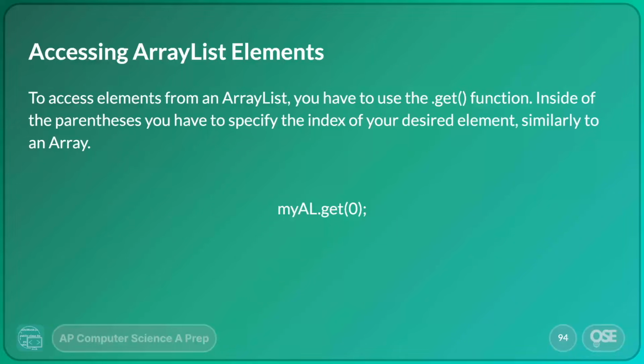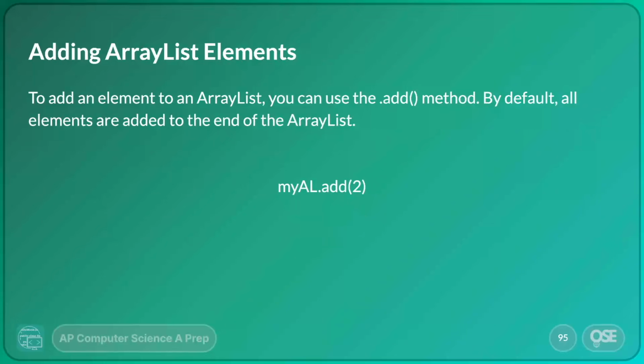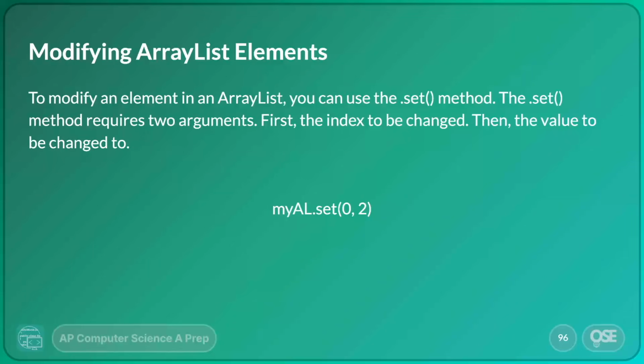To access elements from an array list, you have to use the .get method. Inside of parentheses, you have to specify the index of your desired element, similarly to an array. Remember, indexes start from 0, so the first element in your array list uses the index 0. To add an element to an array list, you can use the .add method. By default, all elements are added to the end of an array list.